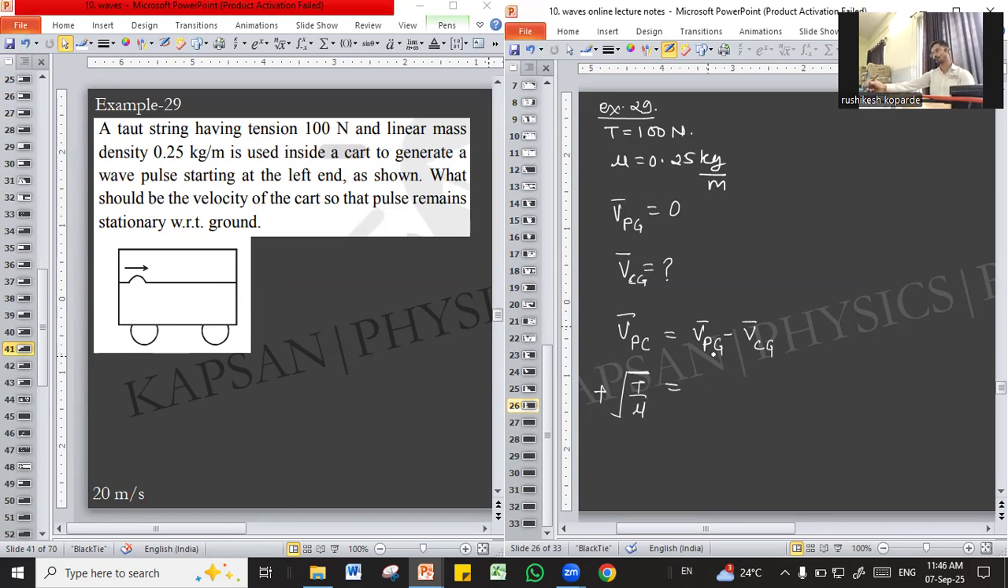What is the velocity of the pulse with respect to ground we want? We want the pulse with respect to ground to be at rest, which is equal to minus the velocity of the cart with respect to ground. So what should be the cart velocity with respect to ground? Velocity of cart with respect to ground has to be minus 20.